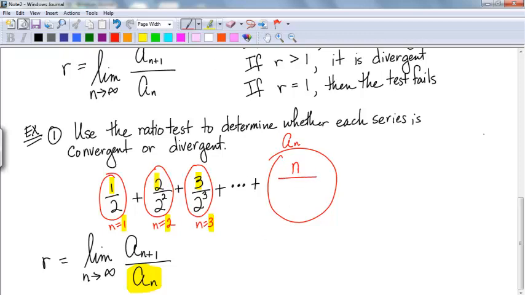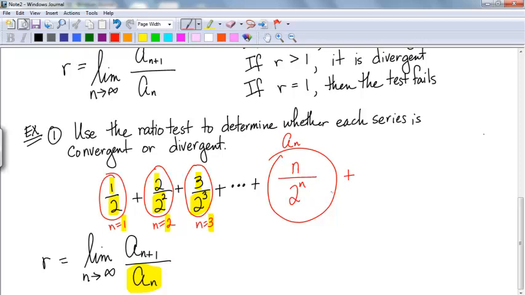Now, how can I write a formula for the bottom? This is 2 to the first, 2 to the second, 2 to the third. What can I put down there? 2 to the n. Yep. So that is my formula for a sub n. You've got to find that first.